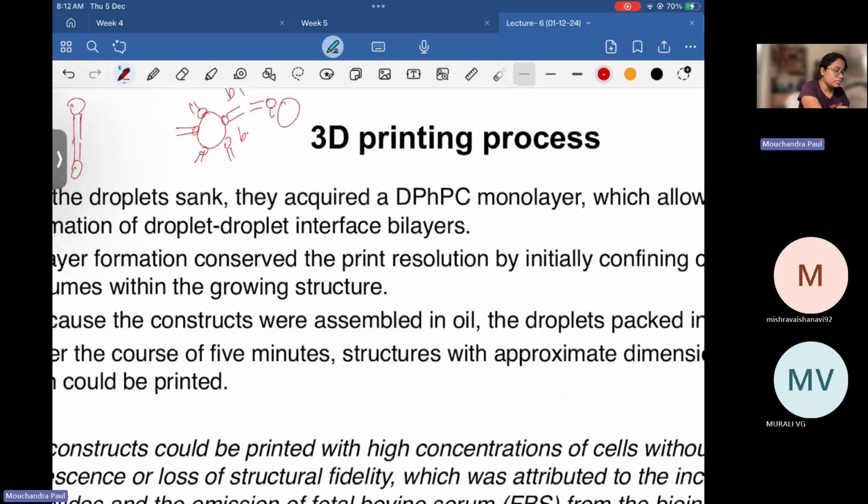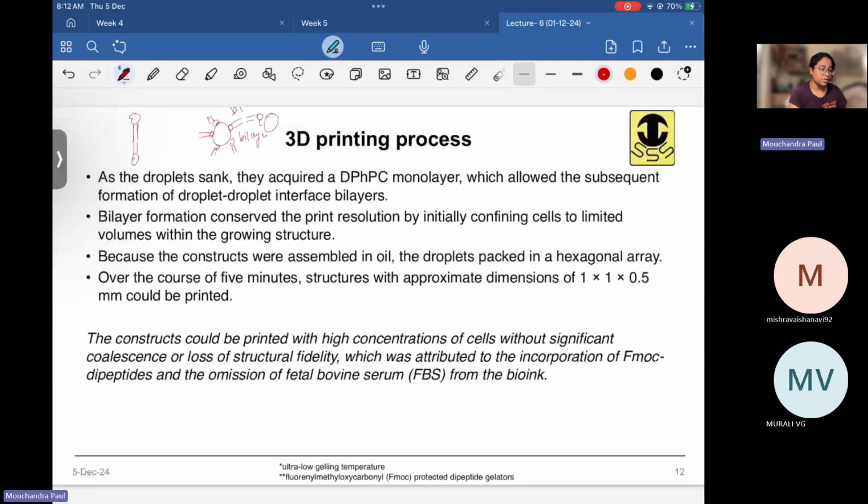What do they form? They form a bilayer. So a transient, quick formation of bilayers is there in between the adjacent droplets, and that holds the entire structure. And they are packed into a hexagonal array.